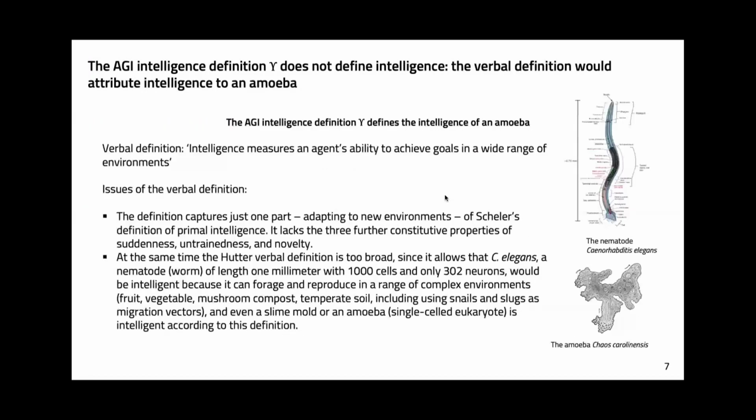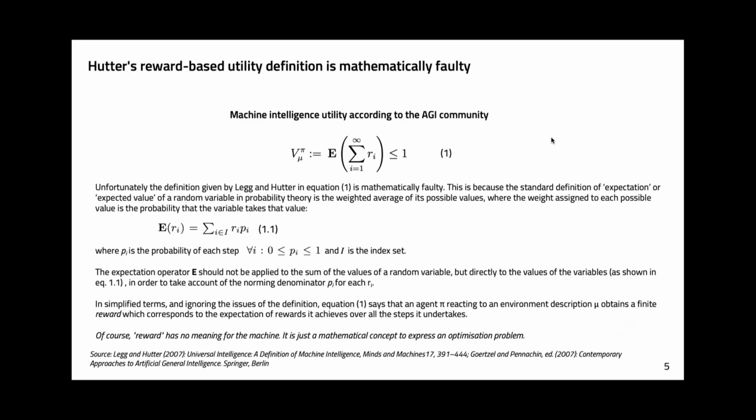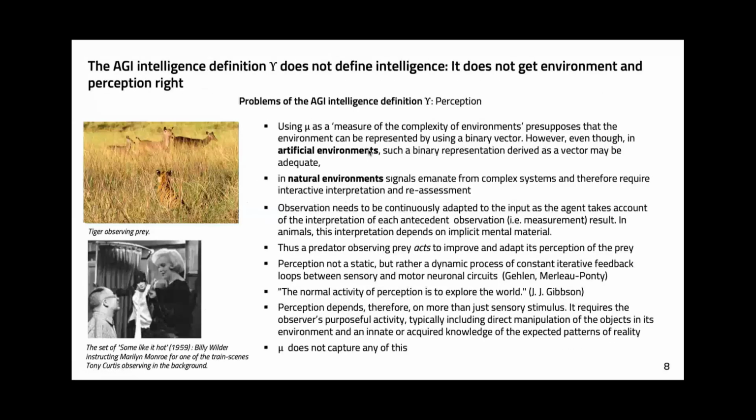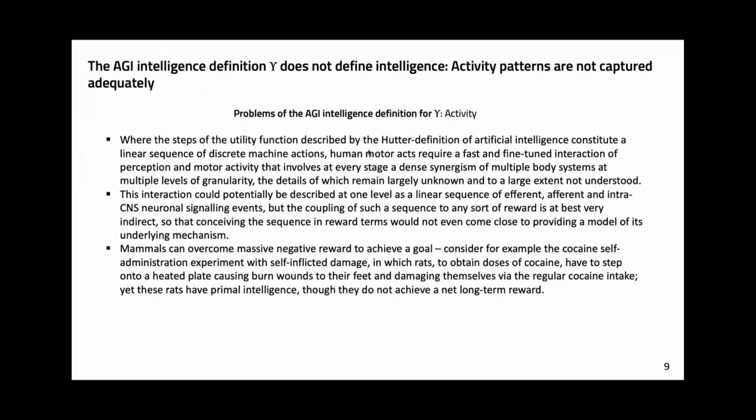The steps of the utility function that you've seen here are results of, so each step is an activity which yields a reward. In chess or in Go, you get a reward for making a certain move. Now, the steps of the utility function described by the Hutter definition of artificial intelligence are a linear sequence of discrete machine actions. But human motor acts are actually interactions of perception and motor activity. They involve at every stage a dense synergy of multiple body systems at multiple levels of granularity.